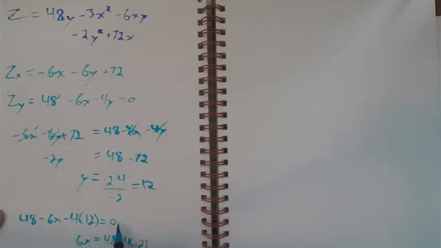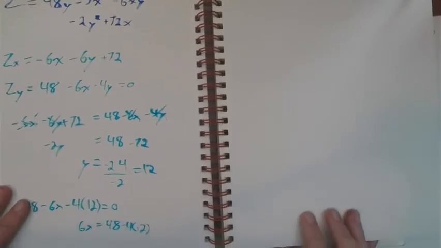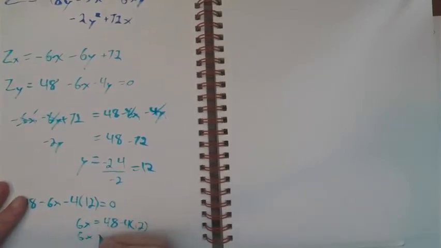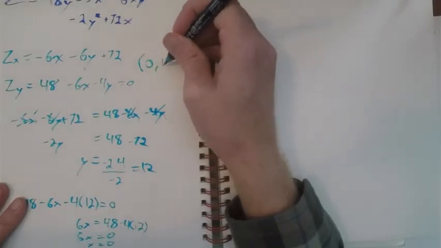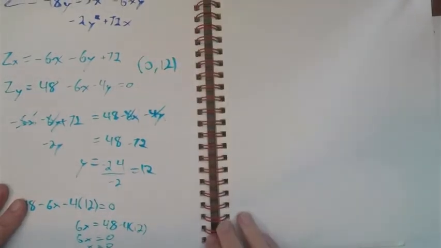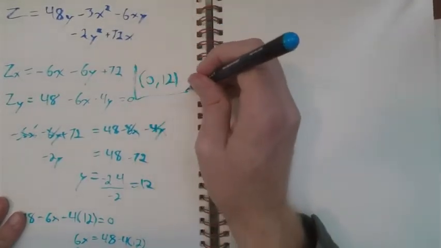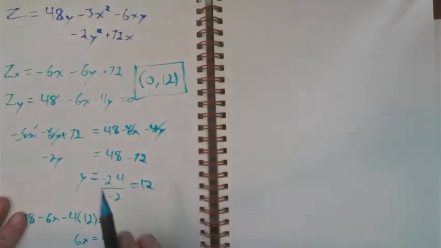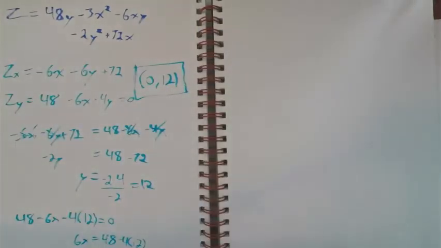All right, so I'm really moving the 6x over and then flipping the side. So 48 minus 4 times 12. What is 4 times 12? That would be 48. So 6x equals 0. 0 divided by 6 gives us x equals 0. So our critical point is 0, 12. Great. So we got the first part of our problem. This is our candidate solution. This is the interesting point that we find from this function where things are flat in both dimensions.